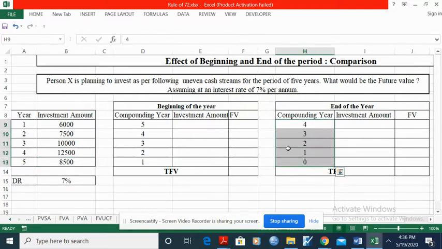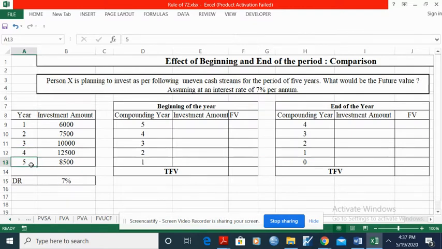But what about the end of the period? The end of the period is completely different. Assume that 6,000 rupees is deposited at the end of the first year. Only the remaining 4 years, 6,000 rupees is going to compound in the end of the year scheme. Similarly, suppose he deposits at the end of the fourth year, Mr. X is depositing 12,500 rupees. It's going to compound only another 1 year period of time.